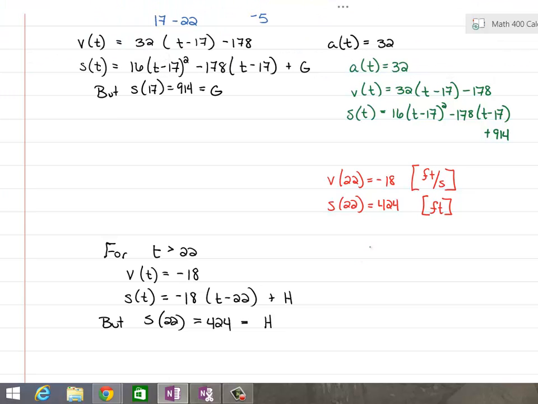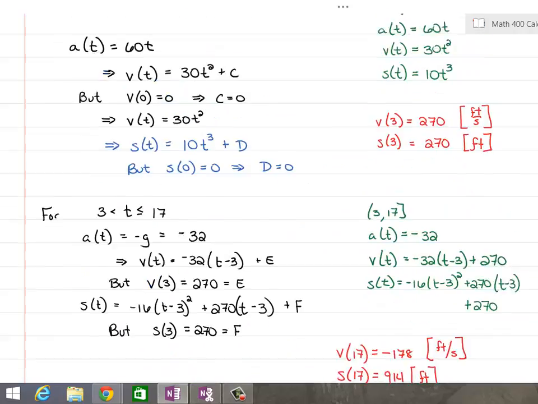So now you have the following. This is for, again, t greater than 22. It's actually supposed to be an open interval at 22. Sorry about that. For t greater than 22, the acceleration is 0. The velocity is negative 18. And the position function is negative 18 (t minus 22) plus 424. A little bit of a mess.